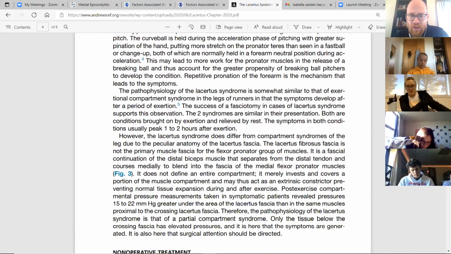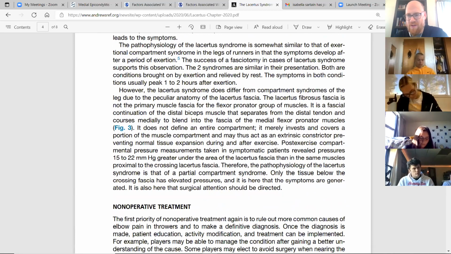Ultimately, too, with Lacertus syndrome, it's not uncommon to also hear these people complaining of tightness, and things like swelling in the arm. How many of you have seen exertional compartment syndrome in the lower leg before in a patient? Do you guys know what that looks like?